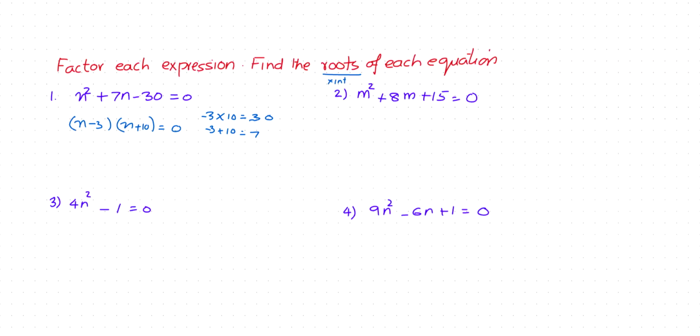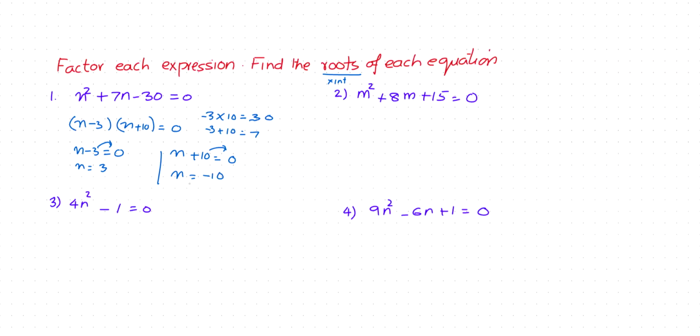So n minus 3 equals to 0. So to solve for n, negative 3 will go to the other side and become positive 3. So n equals 3. Similarly, the other factor is n plus 10 equals to 0. So positive 10 will become negative 10 on the other side. So n equals negative 10. So they are the two roots. n equals 3 and n equals negative 10.